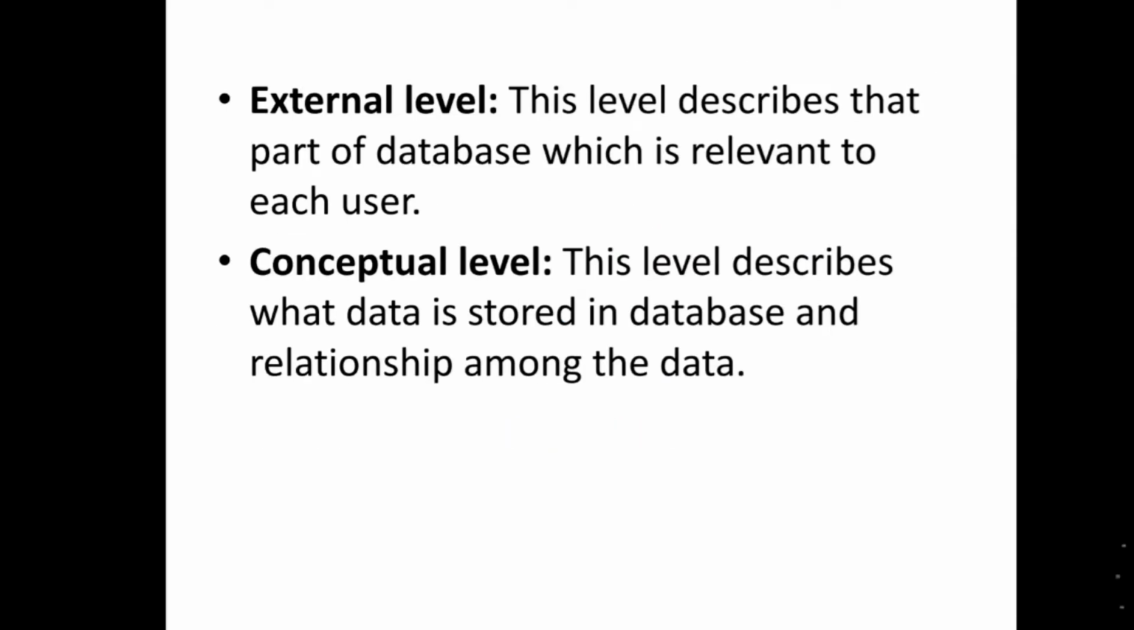Now let us discuss them one by one. First is the external level. So this level basically describes that part of the database which is relevant to each user. That is, it basically means it holds only that particular information which can be useful for the user. And this level is also known as the view level because the user can see and will be able to interact with this level. That is why it is also called as the view level.